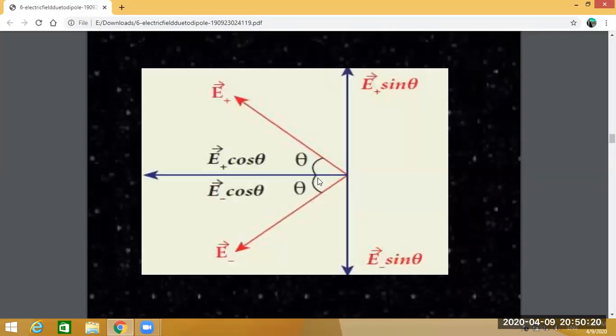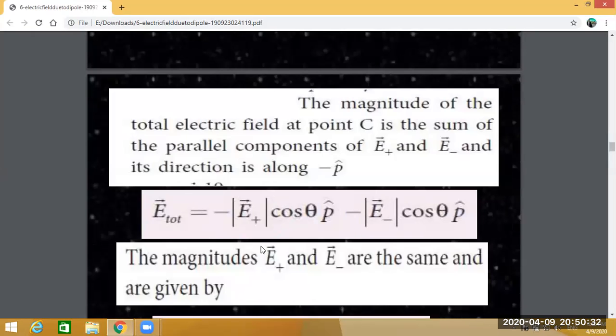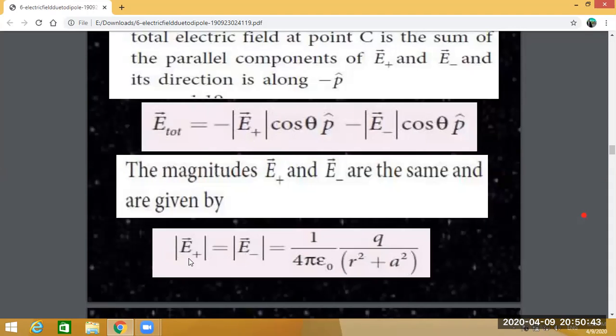Both the horizontal components, or parallel components, of E plus and E minus are along the negative x-axis. So we write here, this is negative and this is negative, so they add up together. The magnitudes of E plus and E minus are the same, and they are given as kQ upon r square.